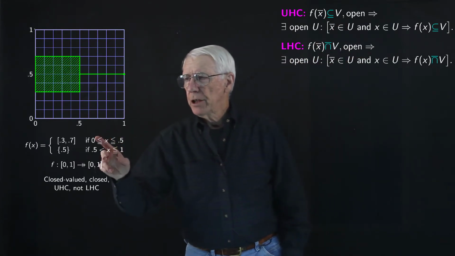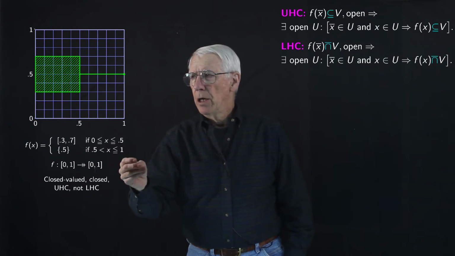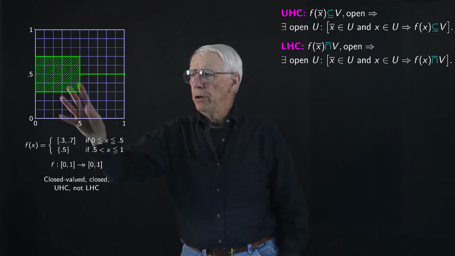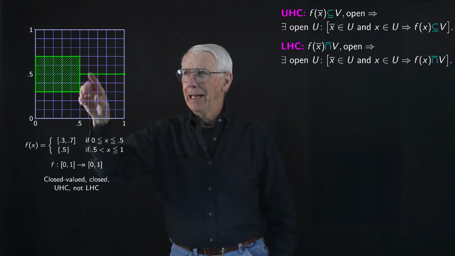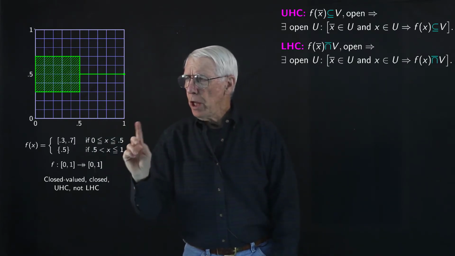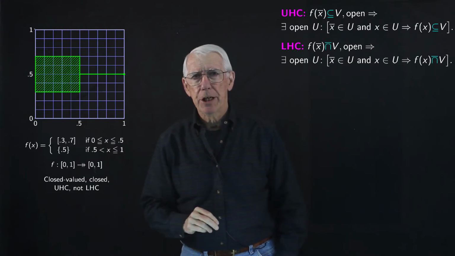Now, this first example is a correspondence from the unit interval into the unit interval. So its graph is a subset of the unit square, and you can see just by looking at the graph that it's a closed subset of the unit square. So that means that the correspondence is a closed correspondence.